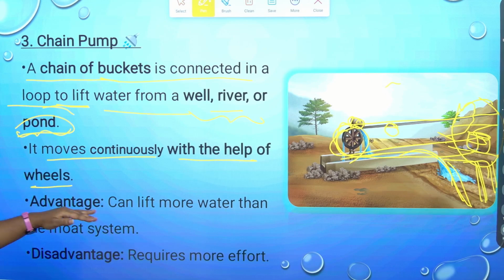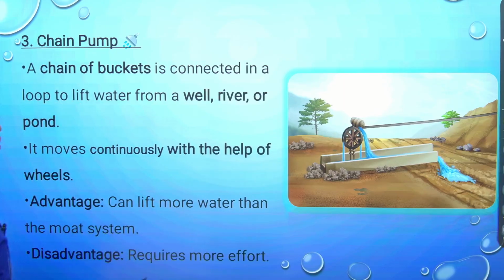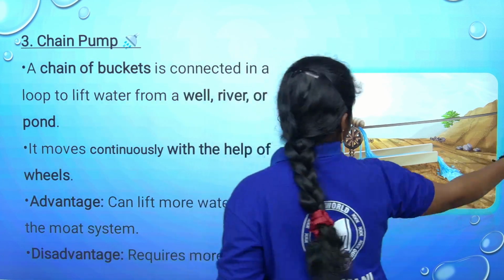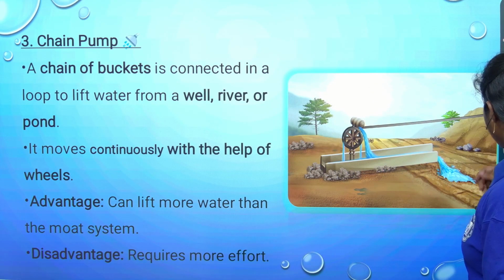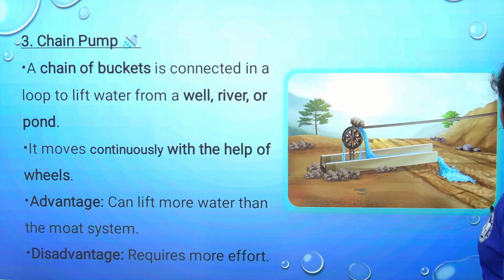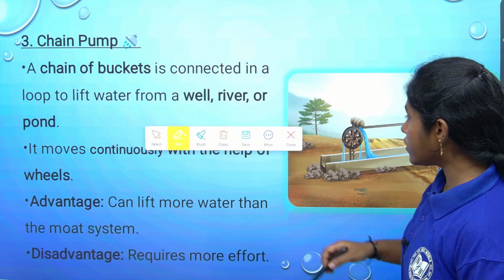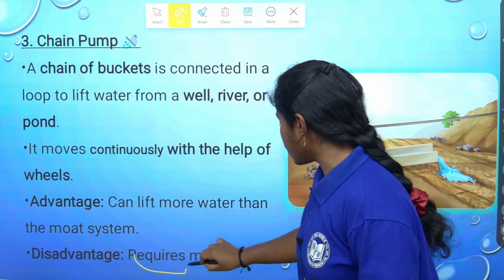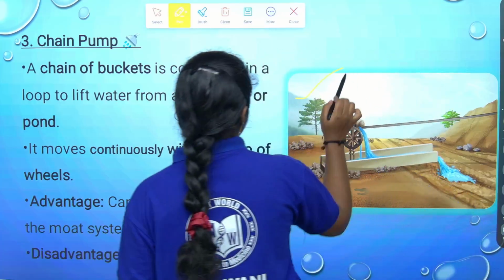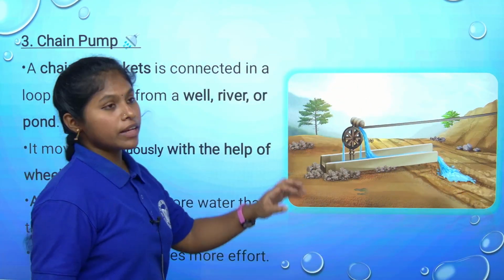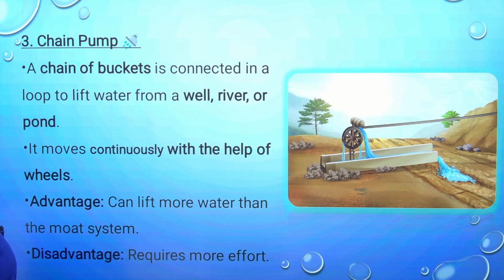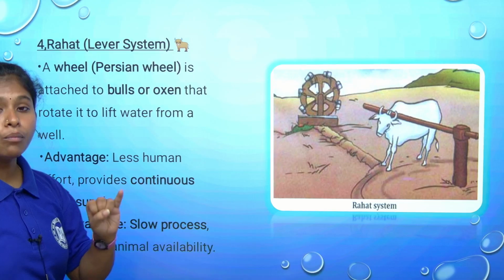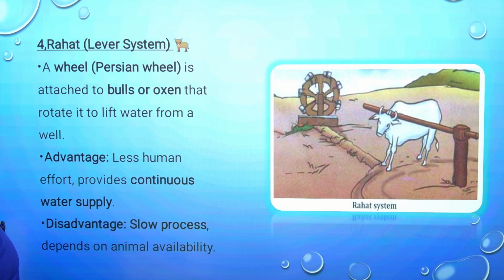Right children, the advantage is that it can lift more water than the moat system. As compared to both systems, it can lift more water. The disadvantage is that more effort is required to pull the chain. If it keeps looping, fine, but if not, it requires more time. So more effort is required for the chain pump system. Right children? So these are very important for case based questions children. Let's focus on this.